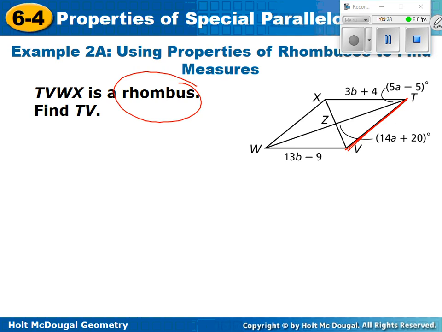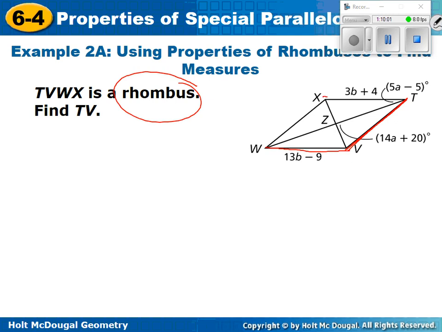So when I look there, do I know anything about line segment TV at this moment? No. But what property of a rhombus might help me? Okay, I heard Tate say it has 4 congruent sides. So that means TV is the same as what?